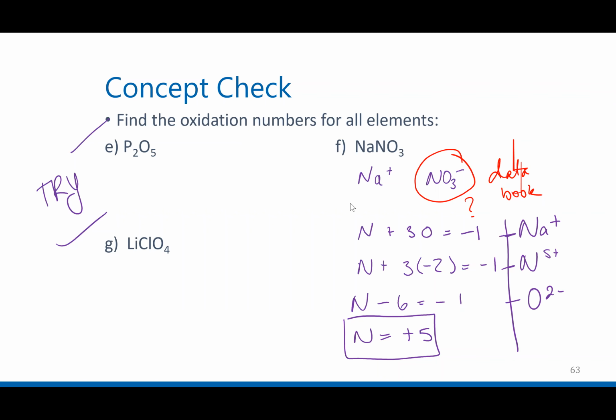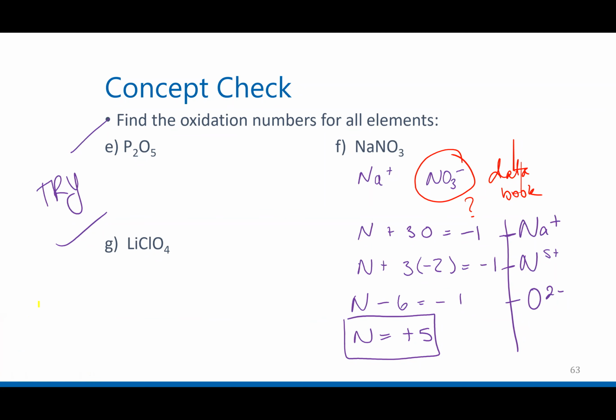All right. Now I have a comment in the chat. I don't know if it's a question yet. Okay, I'll talk about that in a minute. So one thing, I would like for you guys to try question E and question G, but Aman mentioned rule number 2 is always equal to 0. No, you can see when I applied rule number 2 here, it equaled -1. Rule number 2 is that the sum, when you add all of the elements in a compound, is equal to the charge on that compound. So in this case, my charge was -1.